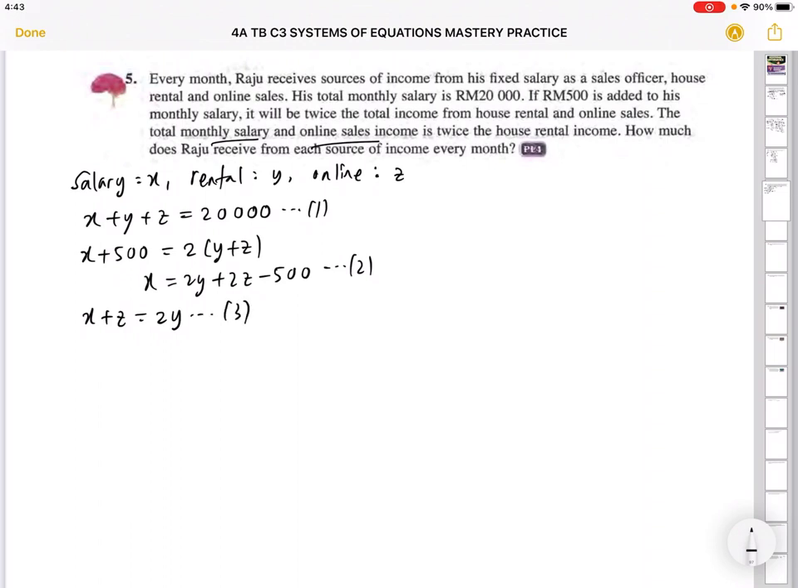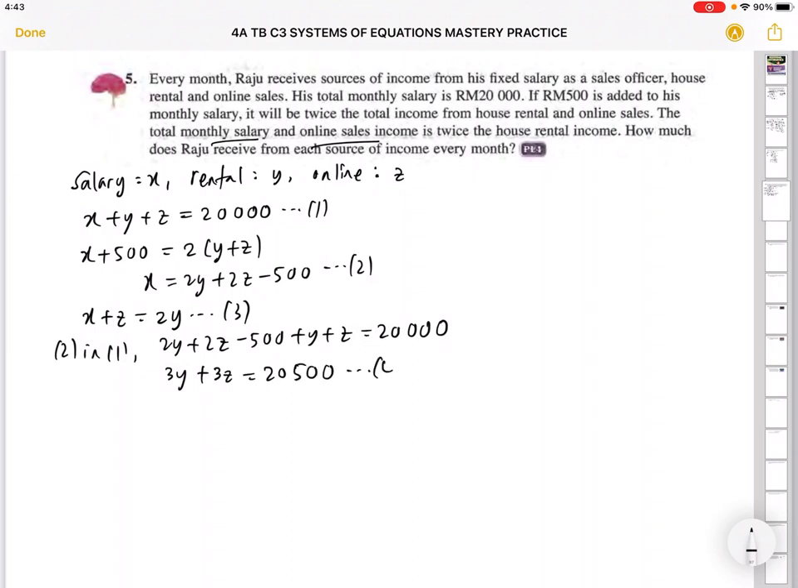So I sub 2 in 1 first to get rid of X, right? So when I sub 2 in 1, 2y plus 2z minus 500 plus y plus z equals 20,000. Okay, so 2y plus y is 3y, 2z plus z, this is 3z. 20,000 plus 500 is 20,500. I can't divide this. Okay, I will leave it as equation number 4.